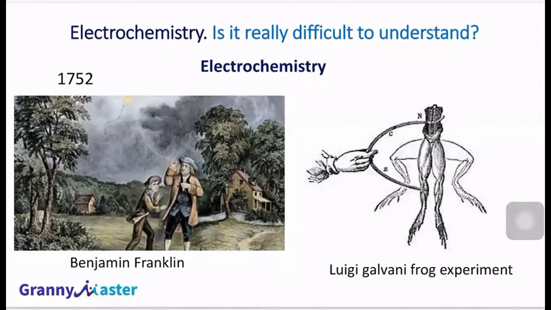One, due to chemical reactions, electricity is formed. The second, due to the supply of electricity, chemical reactions happen. Now, a question: is it really difficult to understand electrochemistry? Sometimes students say it is difficult because of terms such as electrode potential, anode, cathode, electron flow, electrolyte, and electrolysis. These terms give some confusion to the students.